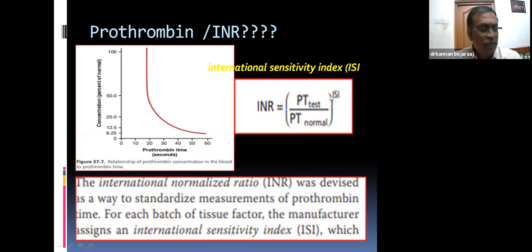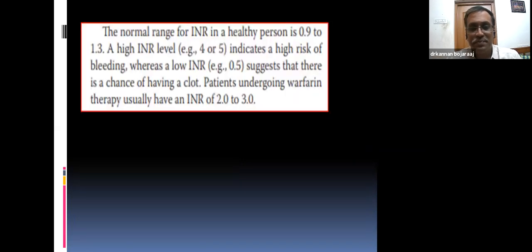And raises to the power of ISI, that is the tissue factor we are using, and we can get the number. With this number, we can assess the quality of extrinsic pathway activity. The normal range of INR in a healthy person is 0.9 to 1.3, and high INR levels of 4 to 5 indicate high risk of bleeding. If the INR value is less than 0.5, there is a chance for thrombosis.